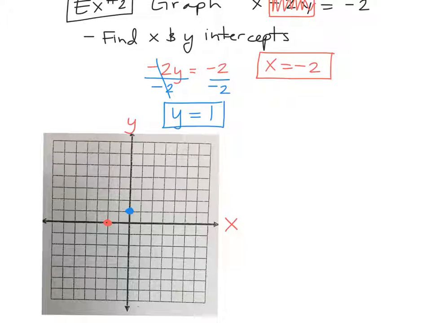I can't on my iPad, so mine's not going to look as beautiful as yours are. But you're just going to draw a straight line through it. Okay? And that's your graph, and you're done. So you're going to plot your two intercepts and call it good. Okay. Questions on that?